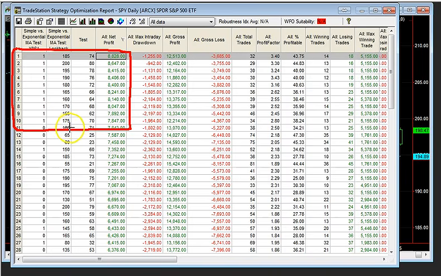We drop out of the top 10, we start seeing a mix of other things, 60s, 50s, back closer to the 200s, but using exponentials. So there's a pattern I'm seeing here, that the slower simple moving average tends to have the best return.